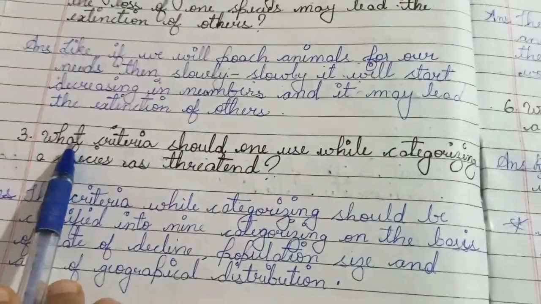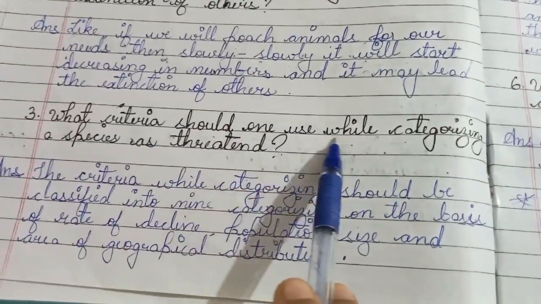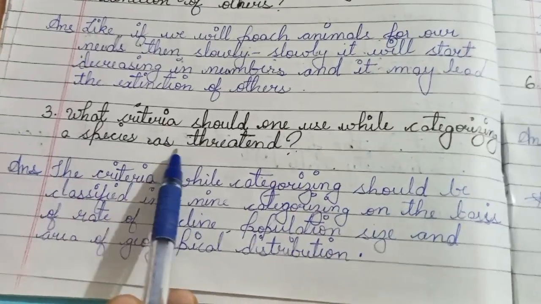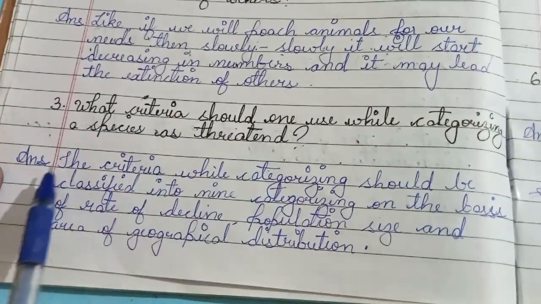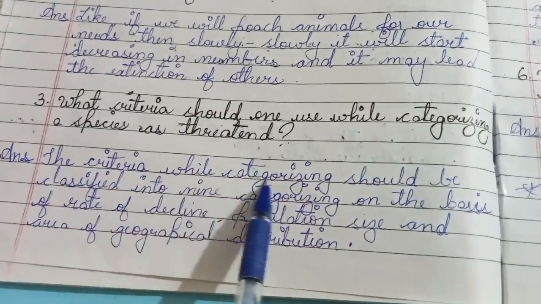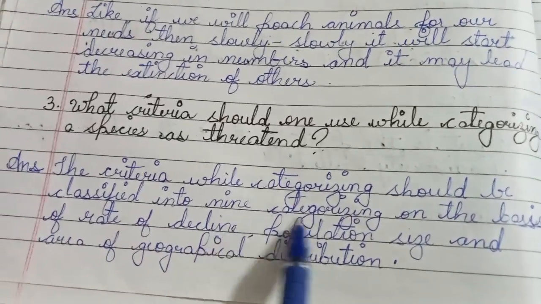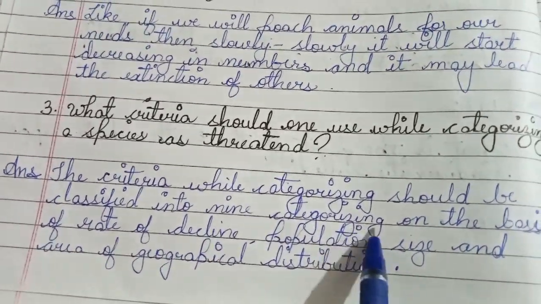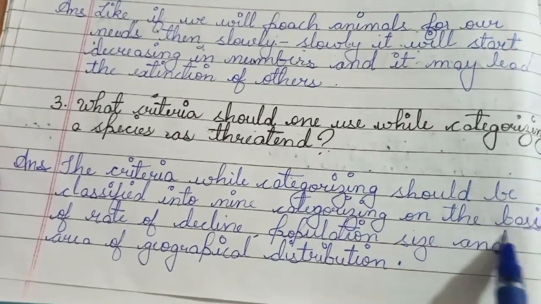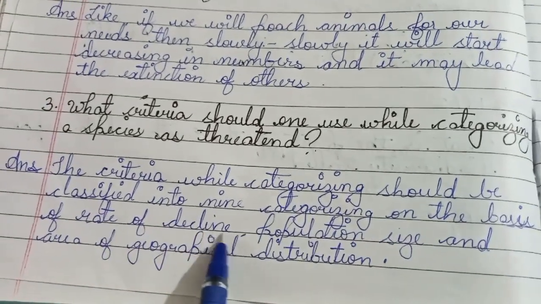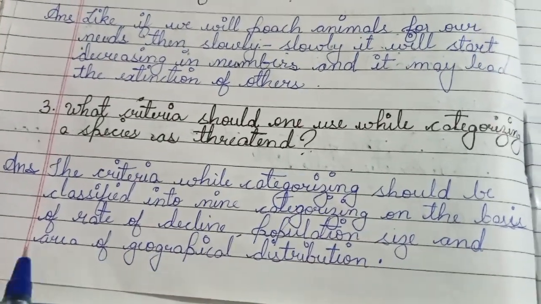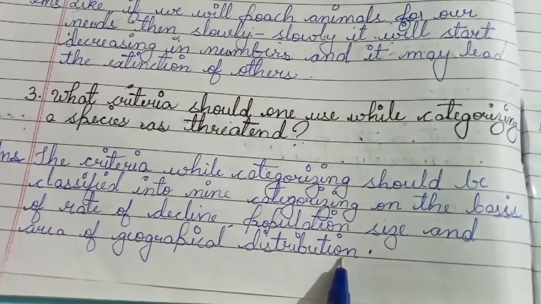Third, what criteria should one use while categorizing a species as threatened? Answer: the criteria while categorizing should be classified into 9 categories on the basis of rate of decline, population size and area of geographical distribution.